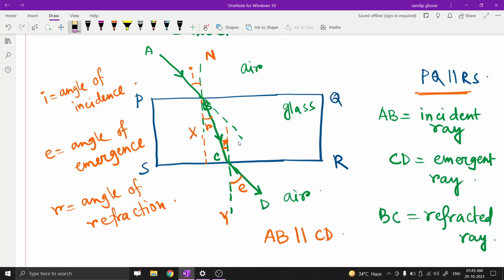So this is MX. In this case we can easily say AB is parallel to CD, and also the angle I is equal to angle E. That means the angle of incidence is equal to the angle of emergence. Okay, so this is the end of today's class. In the next class we will discuss refraction through a glass prism and what dispersion of light is.